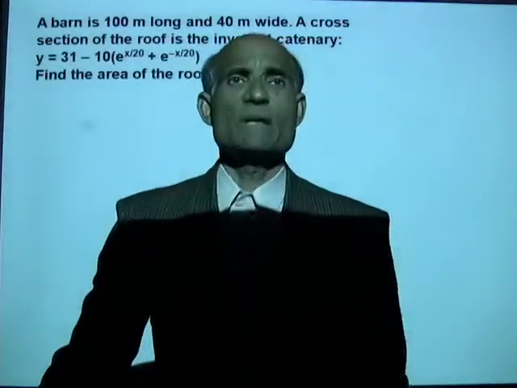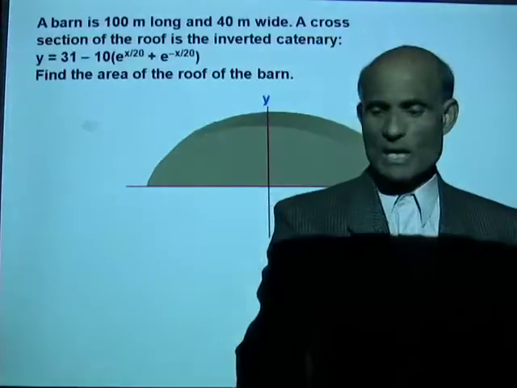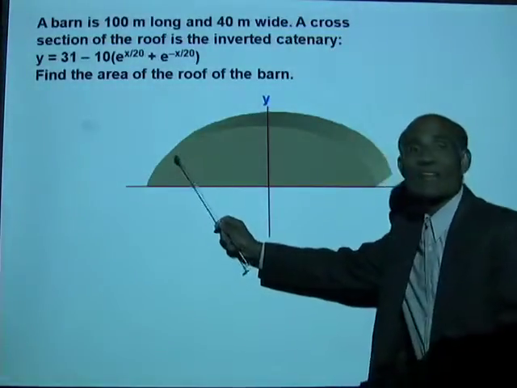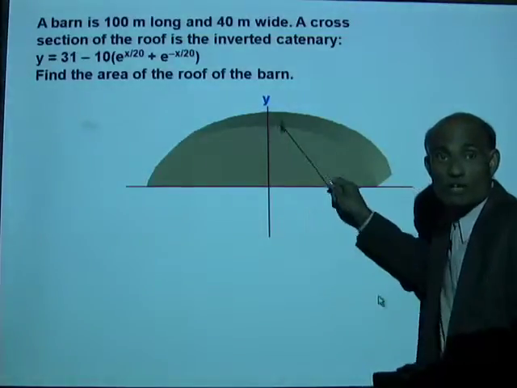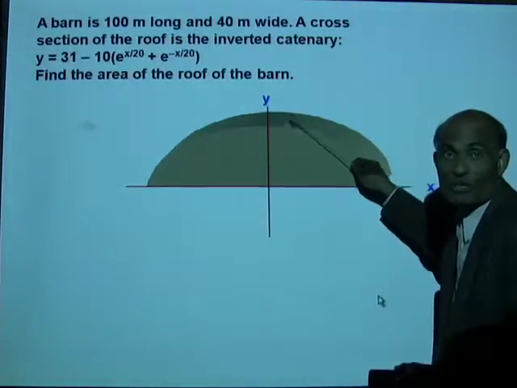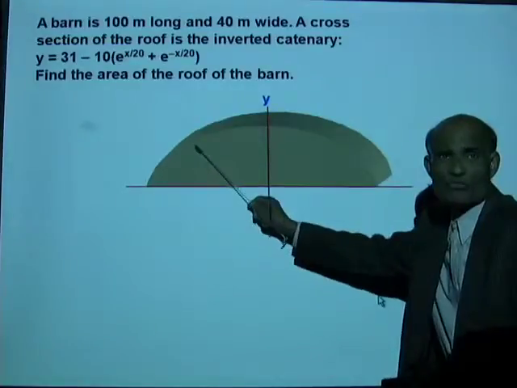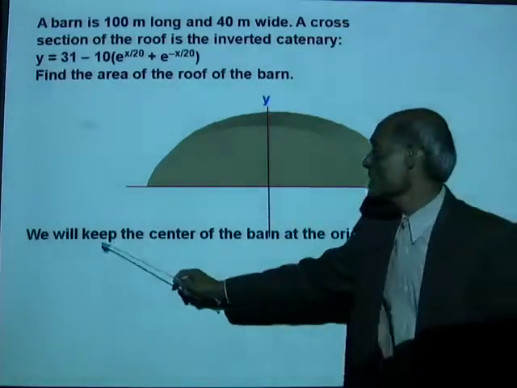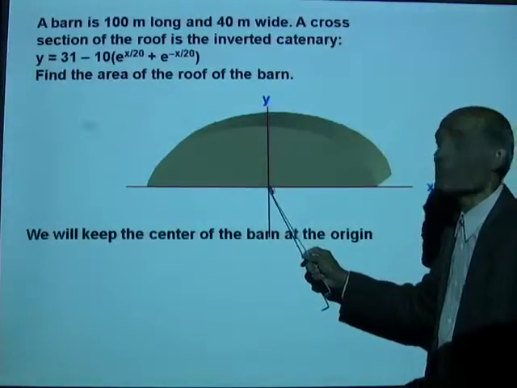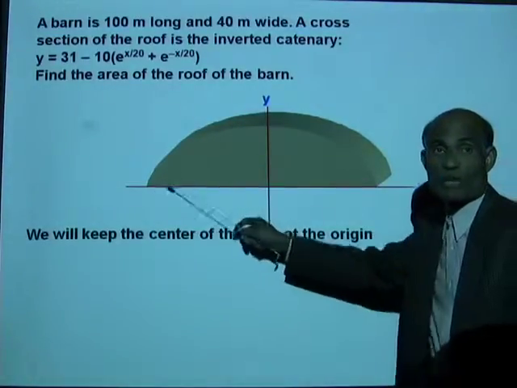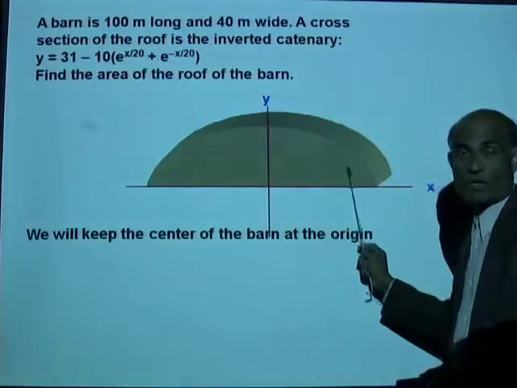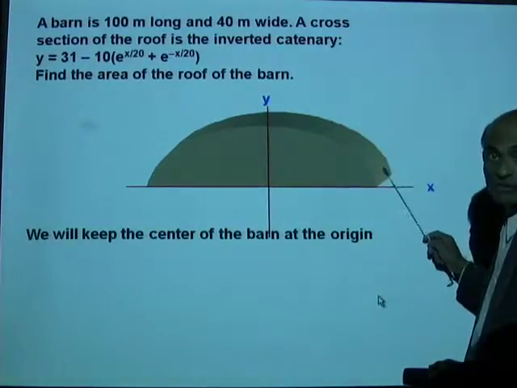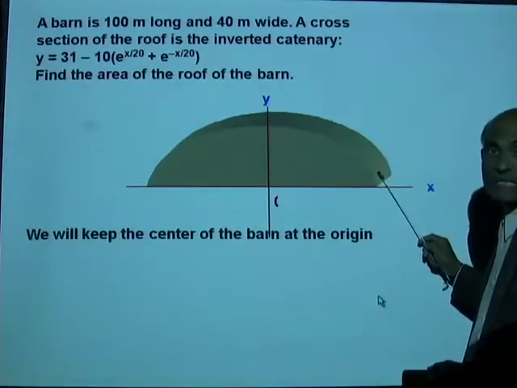Okay, let's do that now. So I have now drawn actually the barn. Now you can see that's the length of the roof there. This is the catenary. All right. So we will keep the center of the barn to be the origin. So that's the origin there. This is our catenary. And the length of the barn goes, the barn is actually that way. This is the length, which is 100 meters.